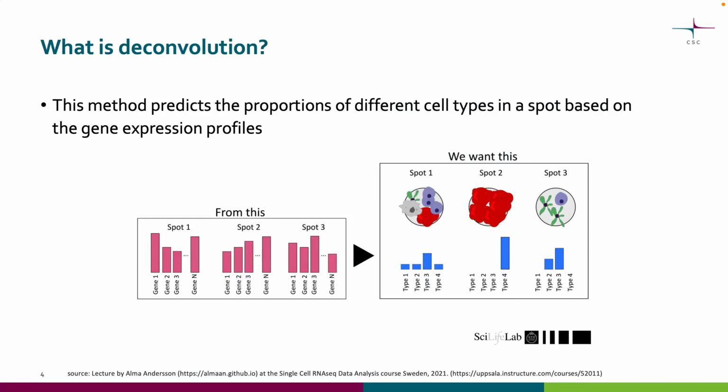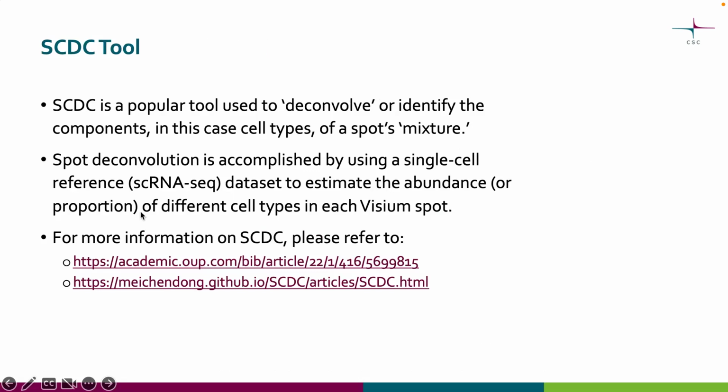So what is deconvolution exactly? This method predicts the proportions of different cell types in a spot based on the gene expression profile seen here. While there are several tools available to deconvolve a mixture, one common method is to use the SCDC tool.